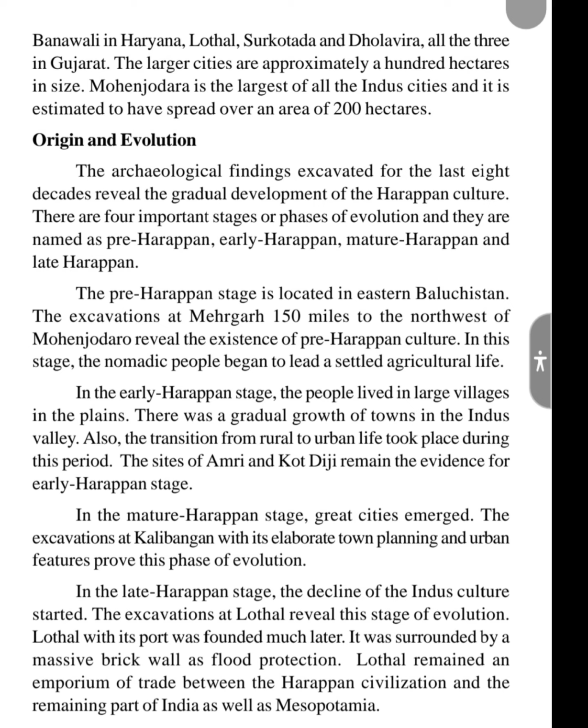Important sites. Among the many other sites excavated, the most important are Kotdiji in Sindh, Kalibangan in Rajasthan, Rupar in Punjab, Banawali in Haryana, and Lothal, Surkotda, and Dholavira, all three in Gujarat. The larger cities are approximately 100 hectares in size. Mohenjo-daro is the largest of all the Indus cities, and it is estimated to have spread over an area of 200 hectares.